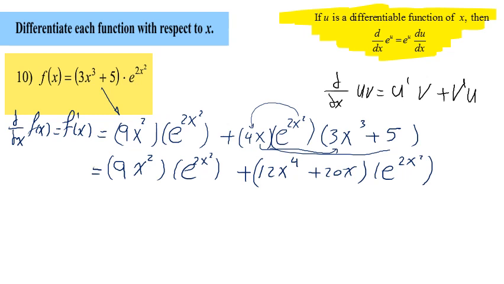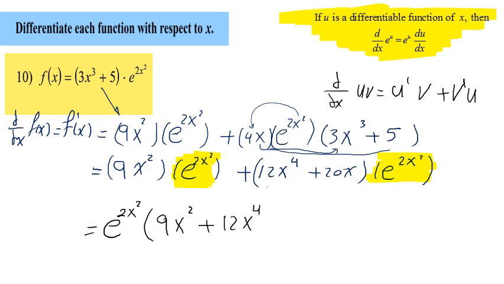As we can see, in both terms I have e to the power of 2x squared. So by taking the highest common factor, e to the power of 2x squared, the remainder is 9x squared from the first term, and 12x to the power of 4 plus 20x from the second term. This is f dash of x, or the derivative of the function with respect to x.